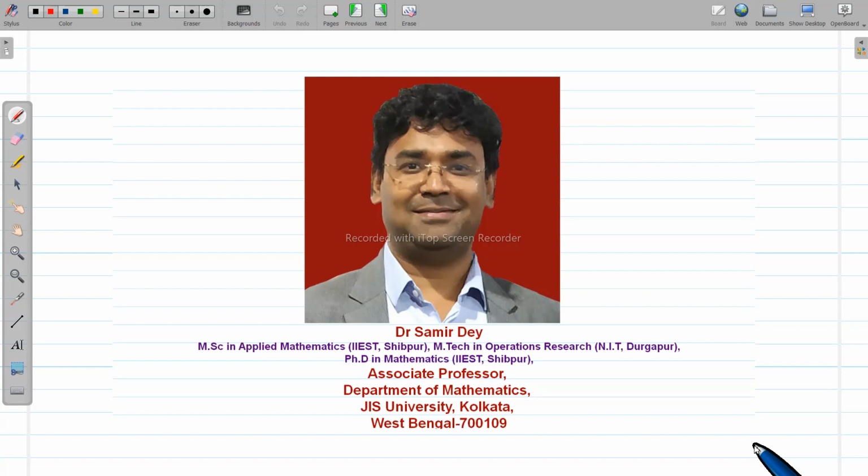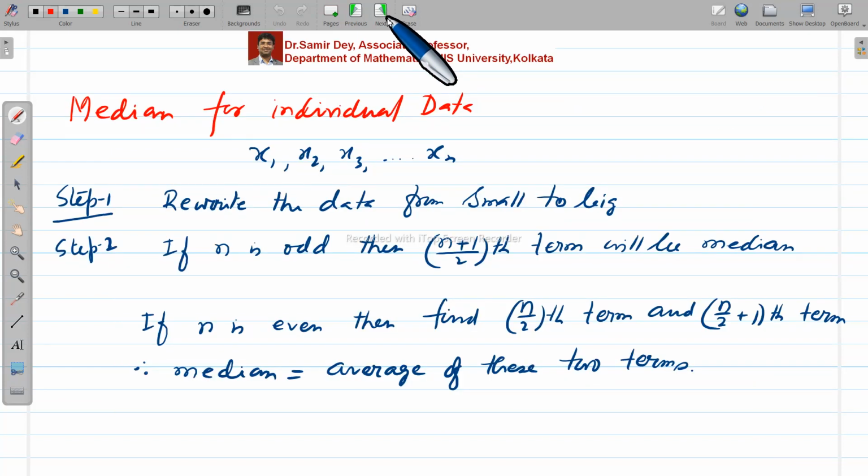In my next slide, median for individual data. If I have x1, x2, x3 dot xn, suppose this data are given, then how to decide the median of this data? The first step, to rewrite the data from small to big.